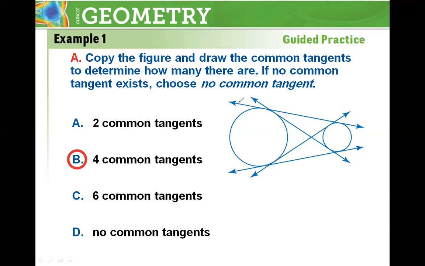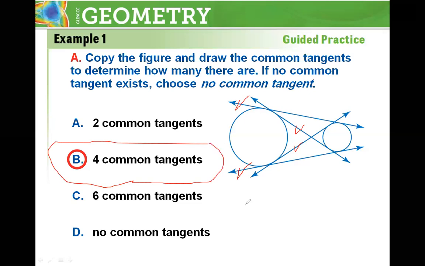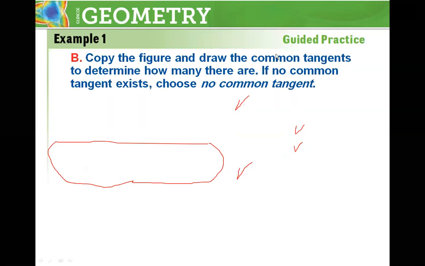This is the first one. This is the second one. Yes, this is the third one, and this is the fourth one. So we have four common tangents. Four common tangents for these two circles. Okay, thanks. I'm going to another example.